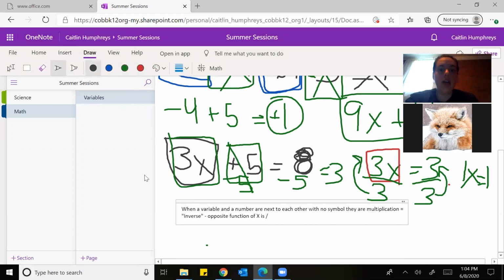So let me write out another equation. Give me 1 second to think one up because Ms. Humphreys was not prepared.